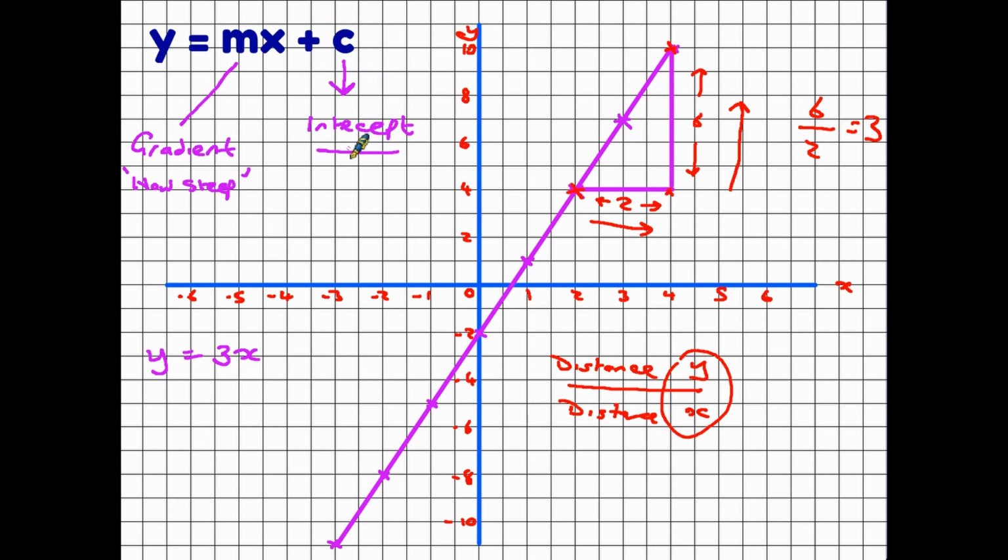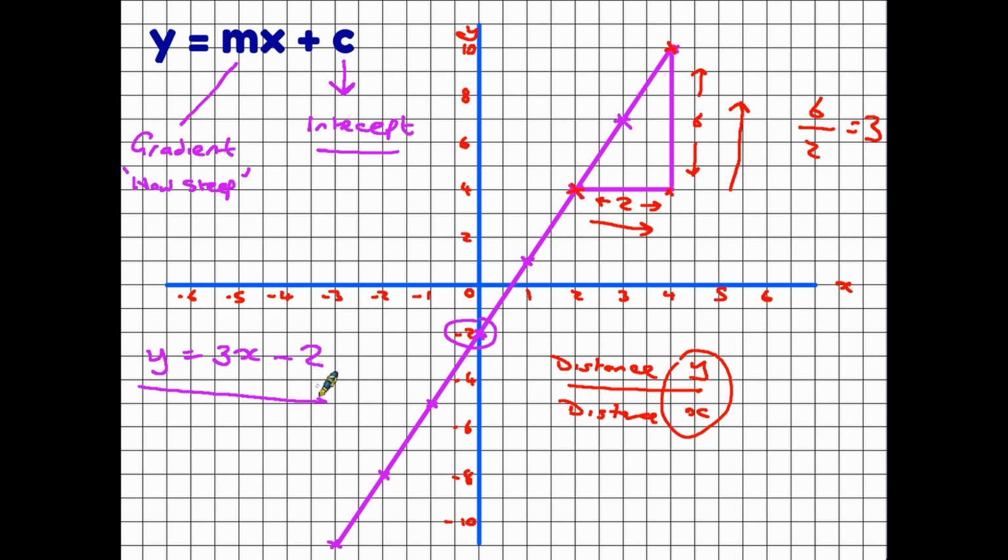Now let's have a look at the intercept, and as I said before, it is simply the point at which our line crosses the y-axis. In this case, it is here at -2, therefore that is C. So the equation of the line, which we knew earlier before we drew it, is y equals 3x minus 2.